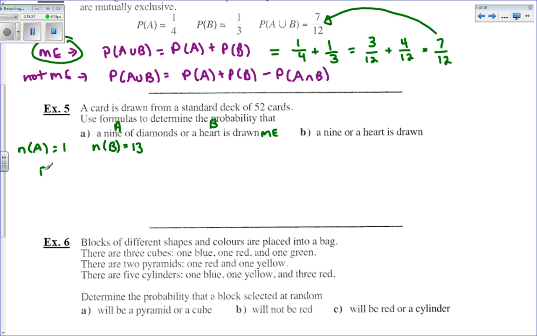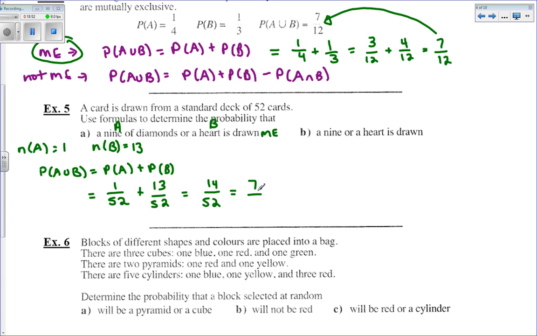So what we have is the probability of A or B is equal to the probability of A plus the probability of B, which is we have 1 out of 52 cards is a 9 of diamonds, plus 13 out of 52 cards for the heart. So that gives us 14 out of 52, or in lowest terms, 7 out of 26.